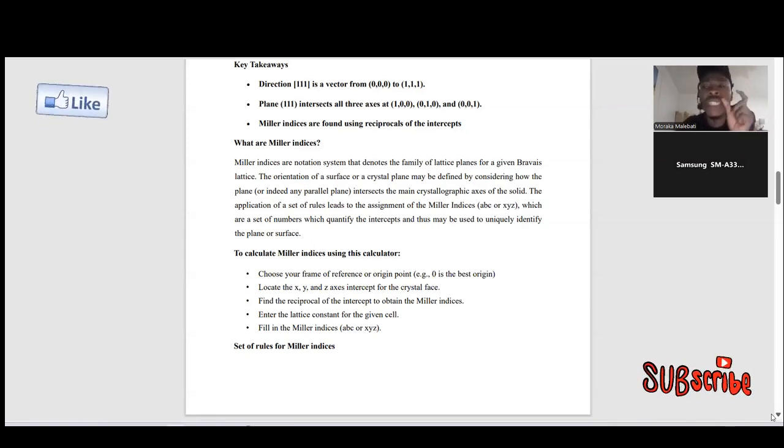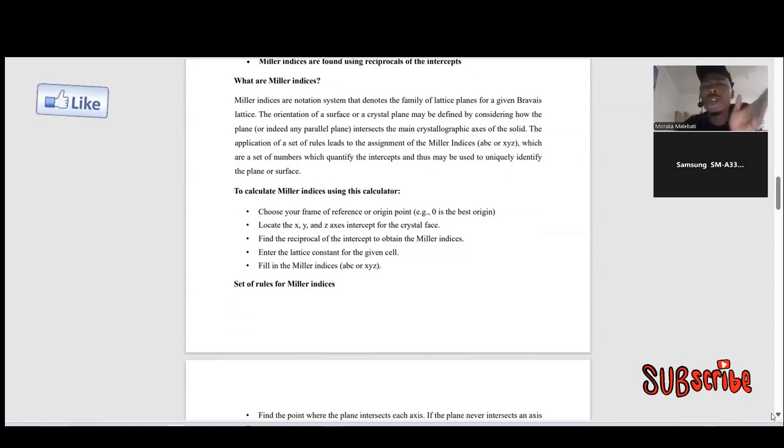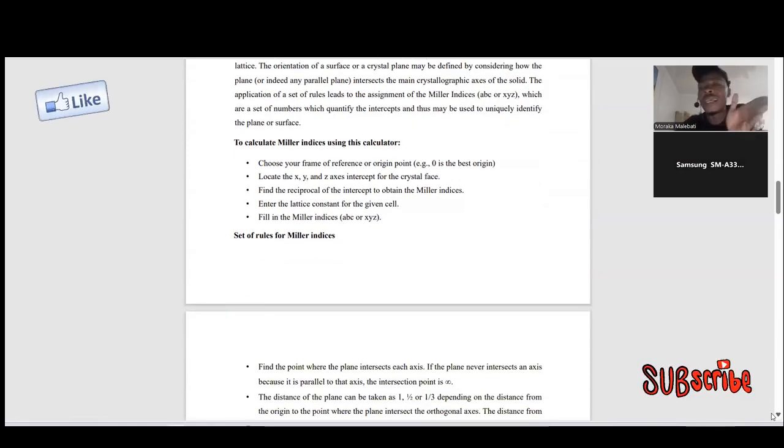Now to determine the Miller indices, you have to have the plane. That plane will be intersecting these crystallographic axes. Then you must be able to determine those intercepts and then take the reciprocals. Okay. Now, how do you calculate, or how do you determine, the Miller indices?